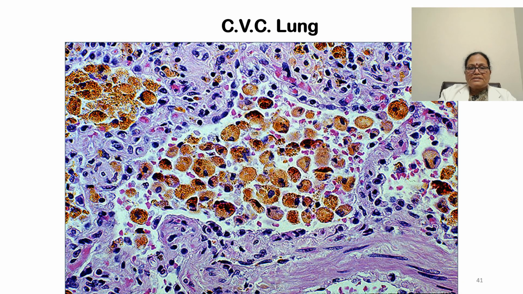Yes, you can see the septa, thickening, fibrosis. These are all the fibroblasts, okay? And these are all filled with hemorrhage and hemosiderin-laden macrophages. These are all the macrophages in which hemosiderin is there. Where does the hemosiderin come from? This comes from the RBC, okay?